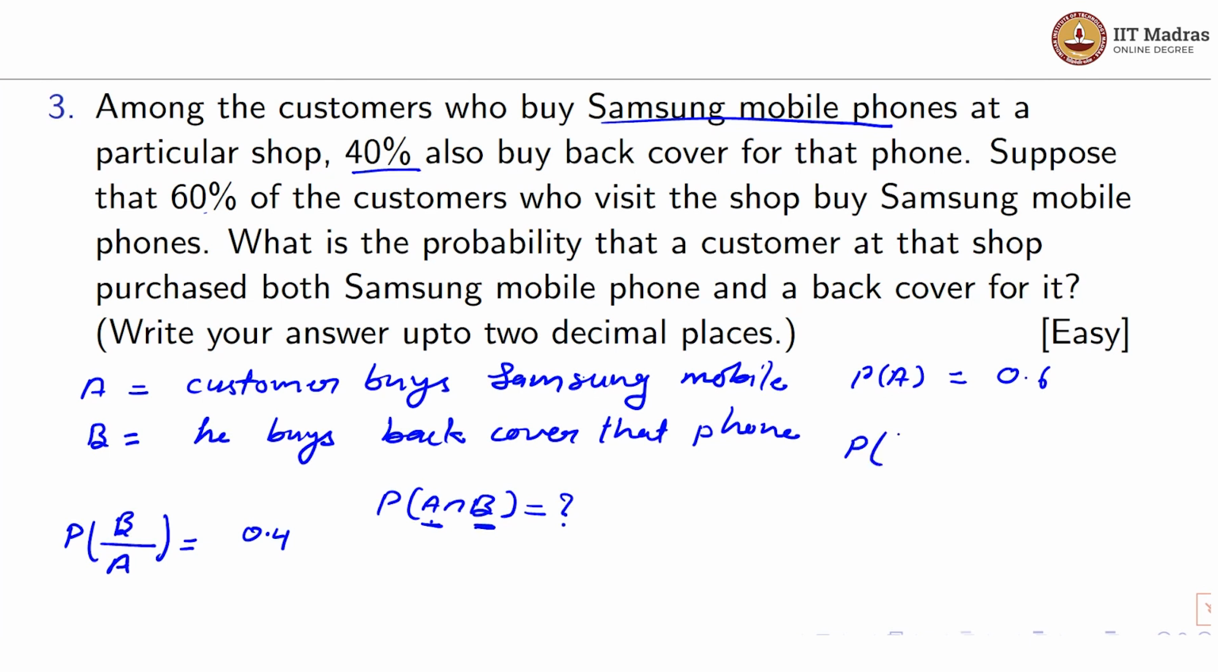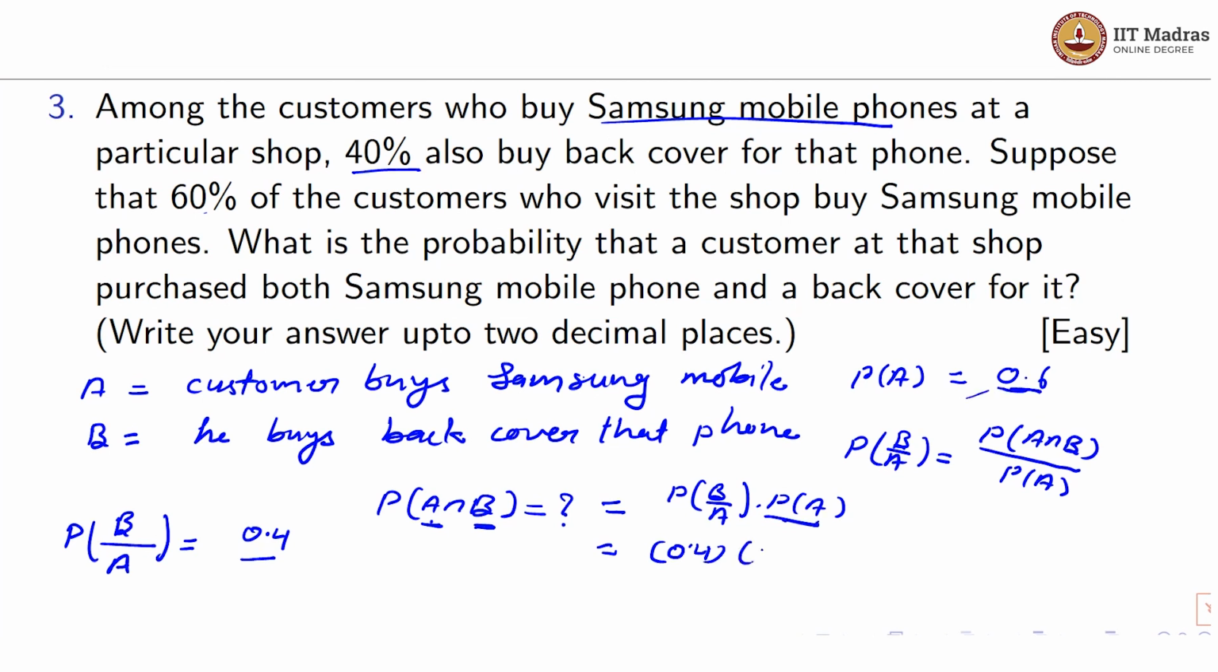So we know that the probability of B given A, by the formula, is equal to the probability of B intersection A, and B intersection A is the same as A intersection B, upon the probability of A. From here, the probability of A intersection B will be equal to the probability of B given A into the probability of A. By putting the values, P of B given A is 0.4 and the probability of A is 0.6, which gives 0.24. That is, 24% of customers buy both a Samsung mobile phone and a back cover for it. That is your answer.